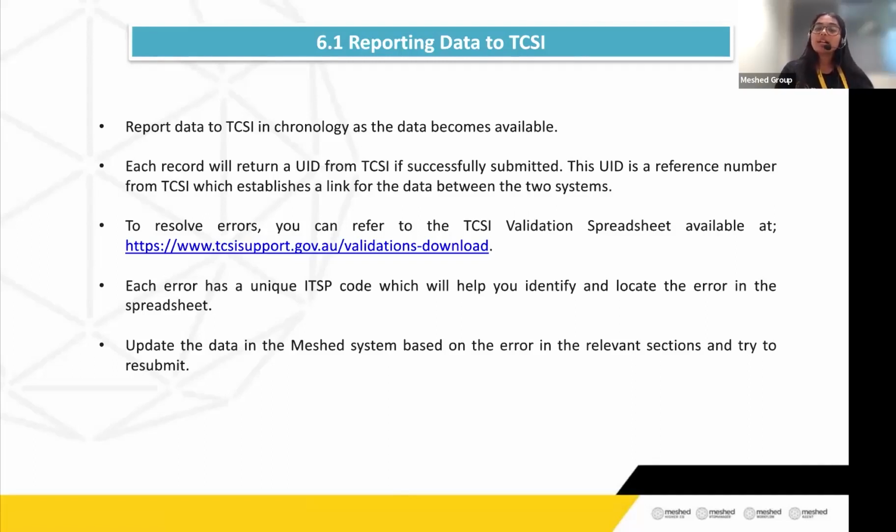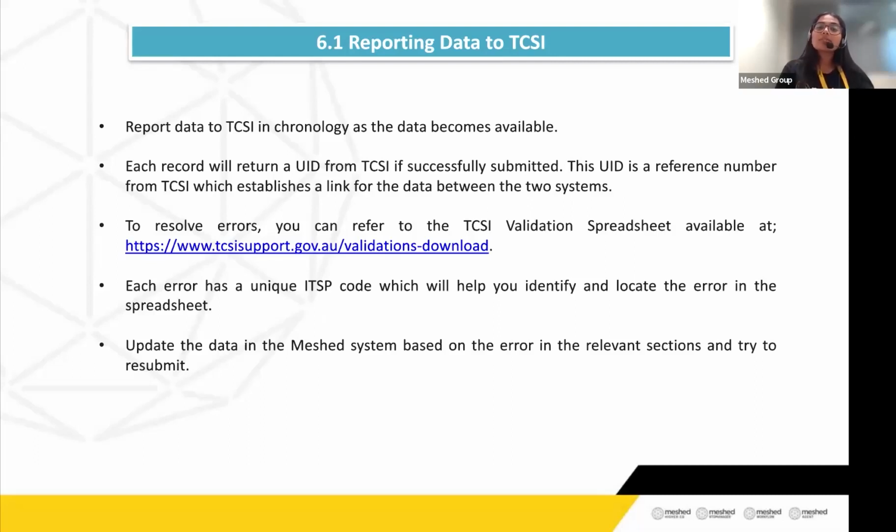Each error or each warning that you receive from taxi has a unique ITSP code, which allows you to view that error or find out the resolution for that error in this spreadsheet itself. Once you have figured out what the error is or what the warning message is, you can update the data in the mesh system in relevant sections.